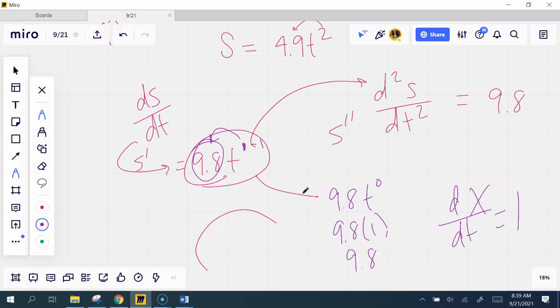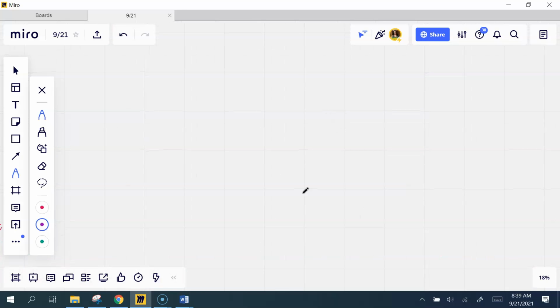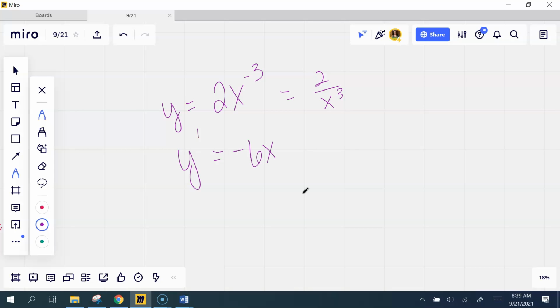So what happens with negative exponents? There's a different way to do negative exponents, aren't there? I was doing that on the homework. The 2 would stay up top if you wrote it like that, but I would just keep it like this. I would multiply by the negative 6 and subtract 1.